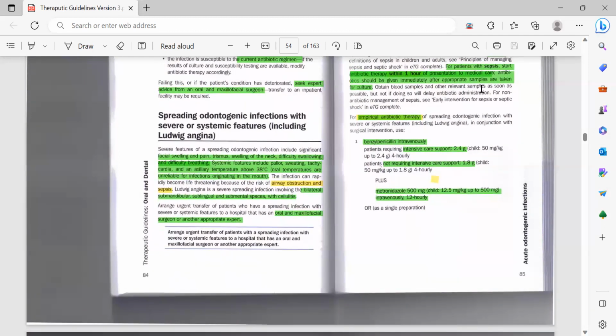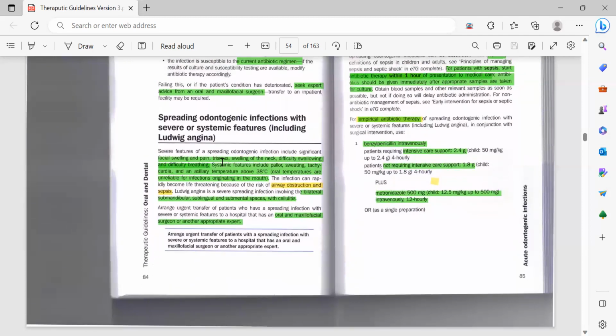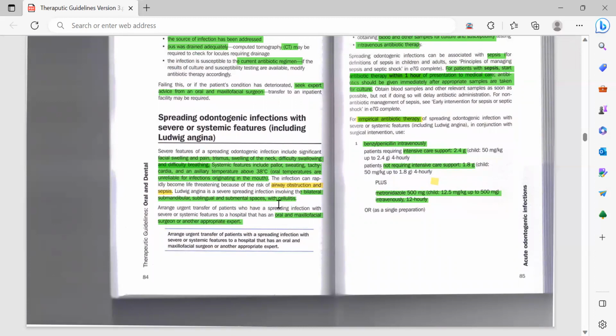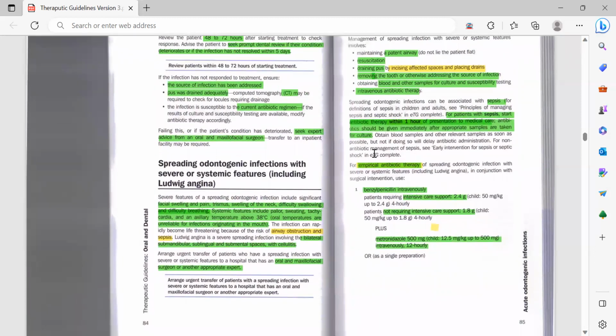Obtain blood samples and other relevant samples as soon as possible, but not if doing so will delay antibiotic administration. So for these patients, you just need to refer them urgently to a hospital that has an oral and maxillofacial surgeon, because this management you won't be able to perform in an outpatient setting.